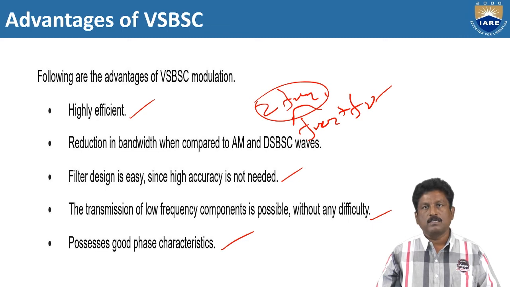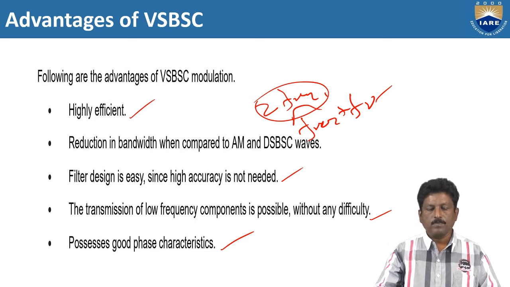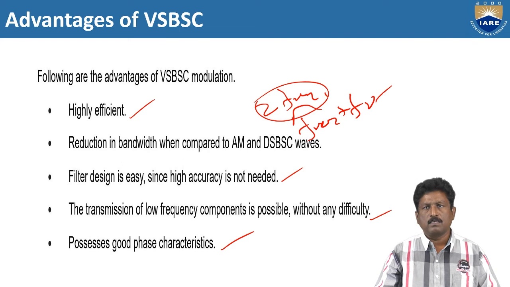So we are going to have the frequency and phase characteristics of any modulated wave. In the case of the VSBSC wave, you can have good phase characteristics, whereas SSB, DSB and AM signals do not have good phase characteristics. Only the VSBSC wave has good characteristics. So these are the advantages of the VSBSC wave compared to the SSB, DSBSC wave or AM signal.